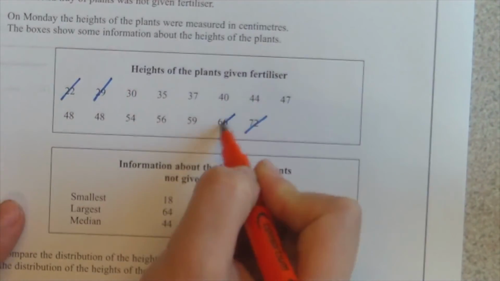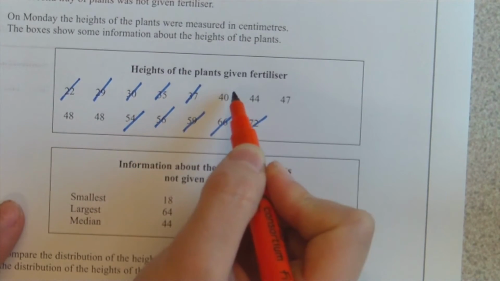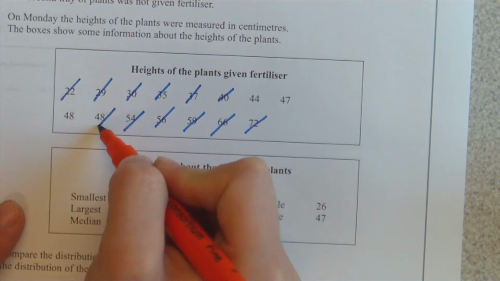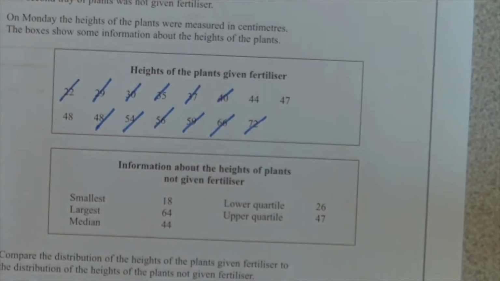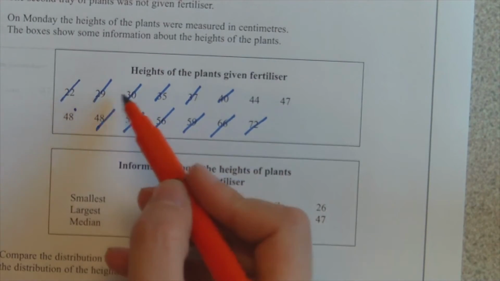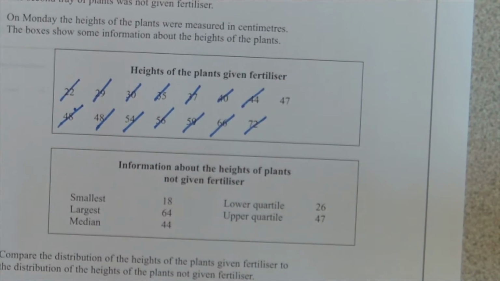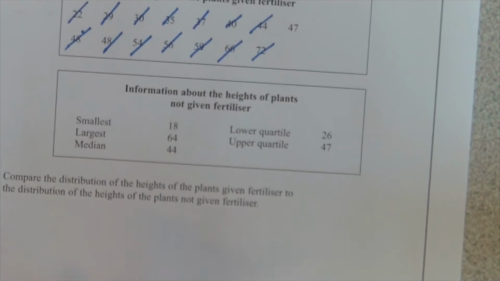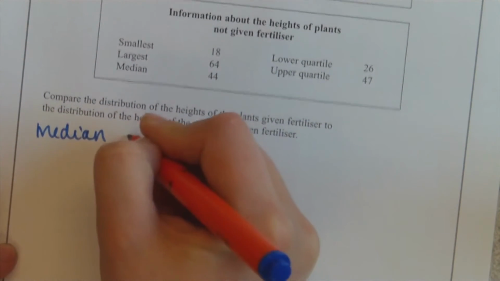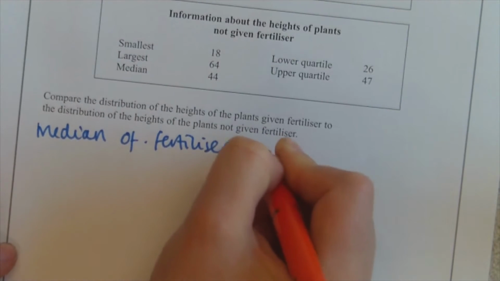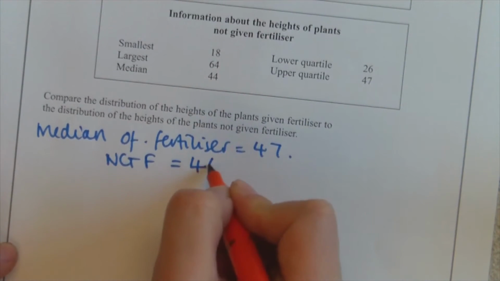So if I cross out one from each side, I should end up with 40. So 1, 2, 3, 4, 5, 6. 1, 2, 3, 4, 5, 6. Okay, I should end up with 47. So my median for the heights of the plants given fertilizer is 47. So I'm going to just write median of fertilizer for shorthand is 47. Not given fertilizer is 44.